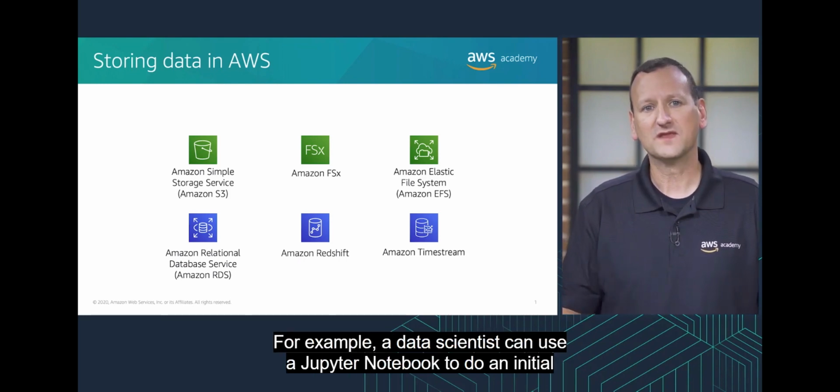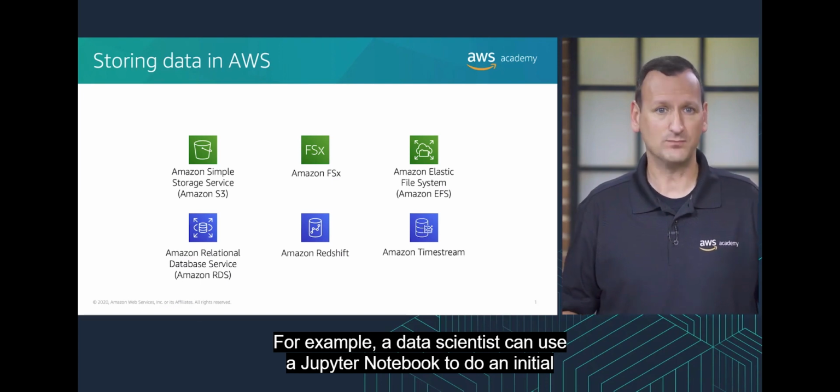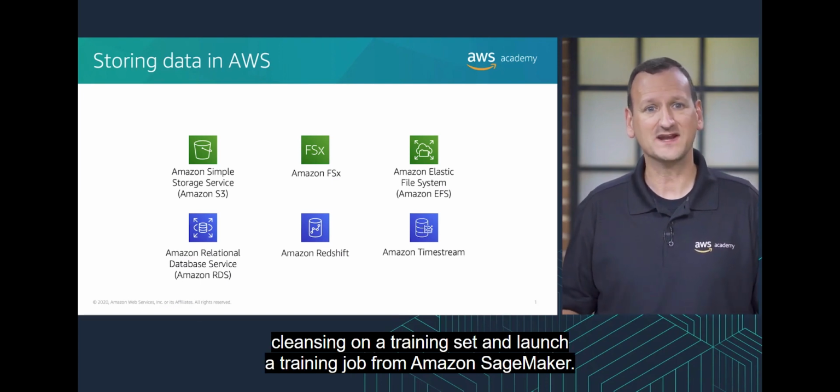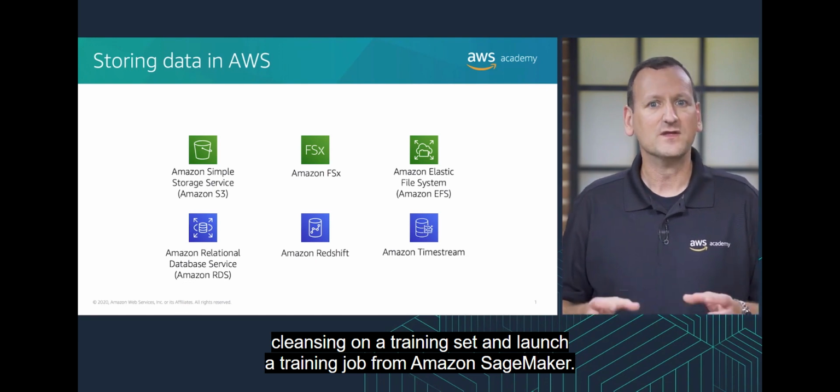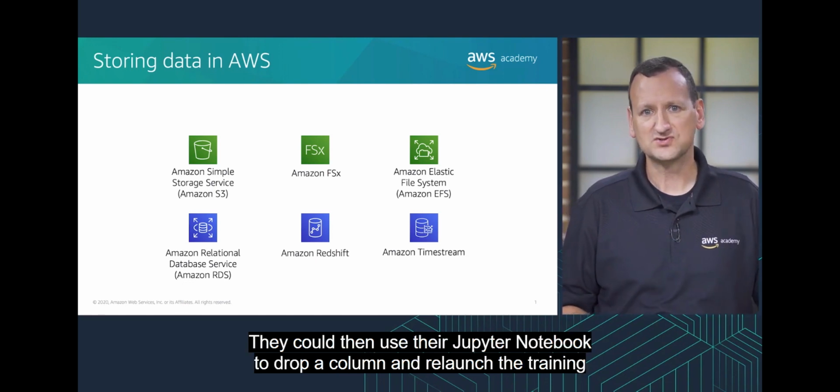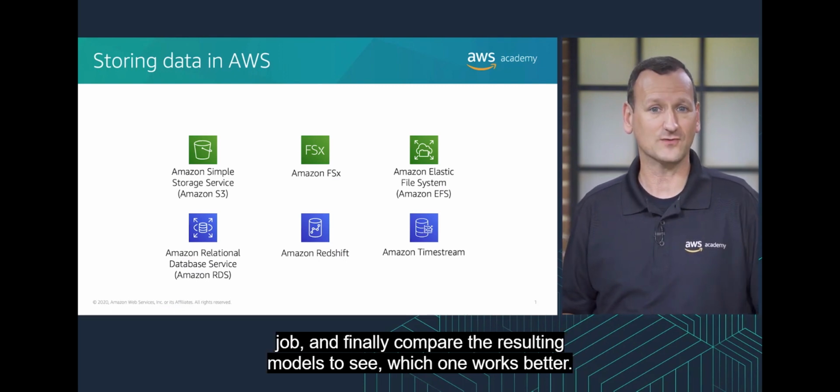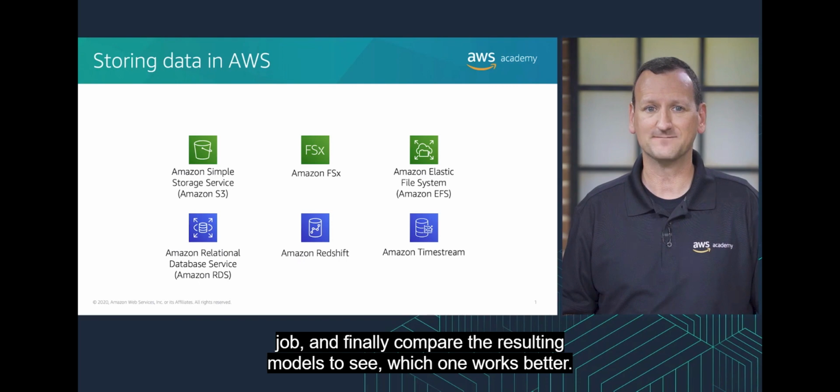For example, a data scientist can use a Jupyter notebook to do an initial cleansing on a training set and launch a training job from Amazon SageMaker. They could then use their Jupyter notebook to drop a column and relaunch the training job, and finally compare the resulting models to see which one works better.